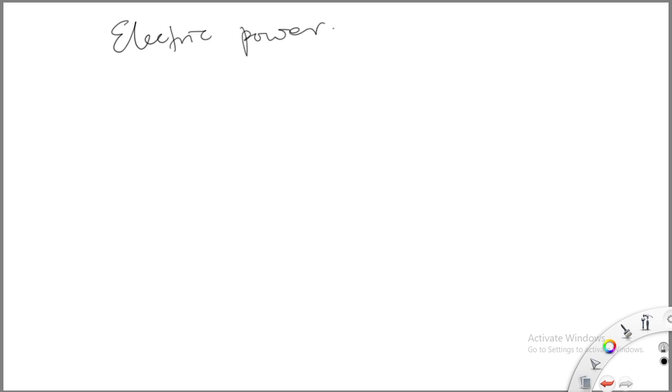So in electrical circuits, voltage applied to a conductor will cause electrons to flow. Voltage is the force, and electron flow is the motion. Let me repeat myself. In an electric circuit, voltage applied to a conductor will cause electrons to flow. Voltage now is the force, and electron flow is the motion. The rate at which work is done is called power. So power is the rate at which work is done.